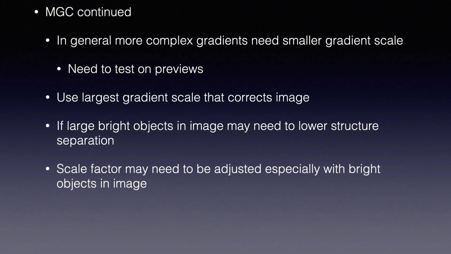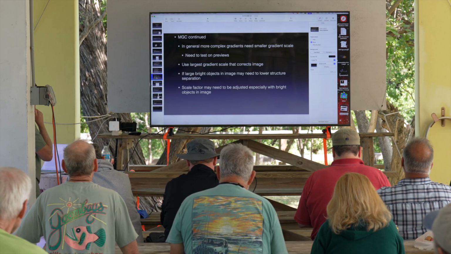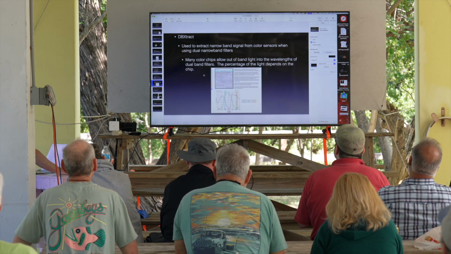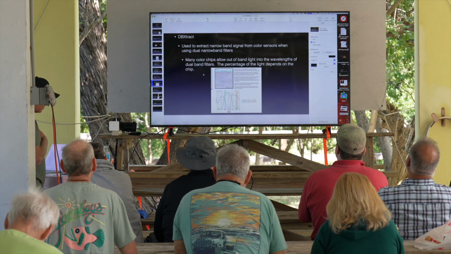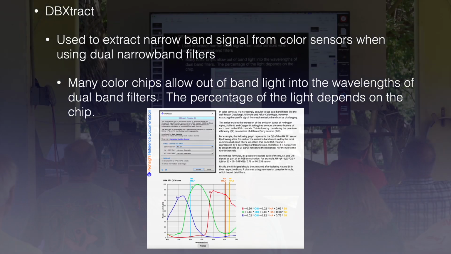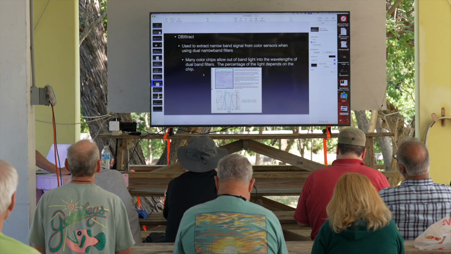These are some things you may need to do to your image using multi-scale gradient correction. And that's basically right from their stuff. That's the DB extract script I talked about, which is the one that gets you the pure HA and O3 signal. And those dual narrowband filters are so popular these days. Everybody uses them. So that's why I wanted to make sure I showed you that.